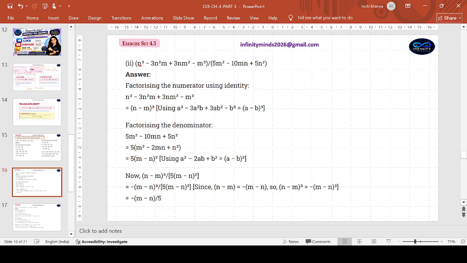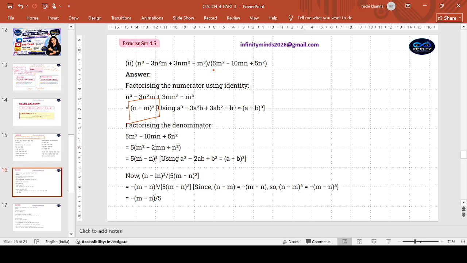Numerator: a cube minus b cube minus 3a square b plus 3b square a. Direct (a minus b) whole cube identity. What we just did, the one I solved with square and cube. Okay. Direct (a minus b) whole cube identity, children. That's the answer you will get, which I asked you to solve yourself. Okay, (n minus m) whole cube.